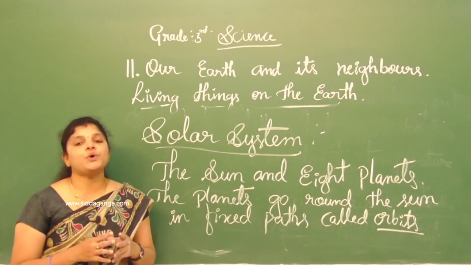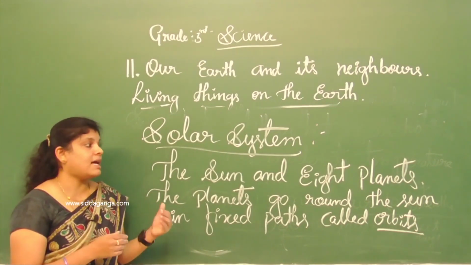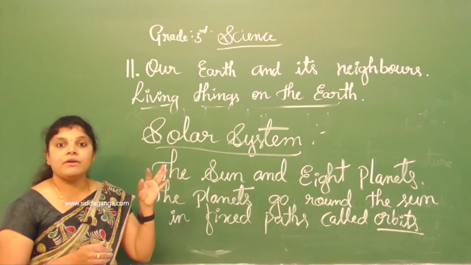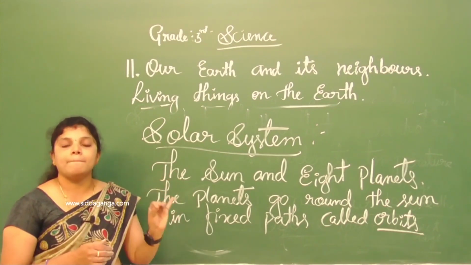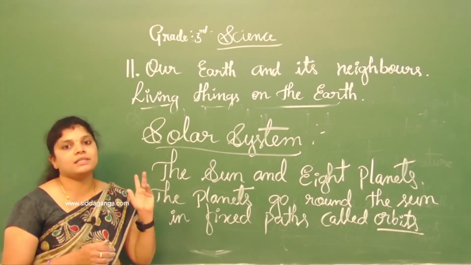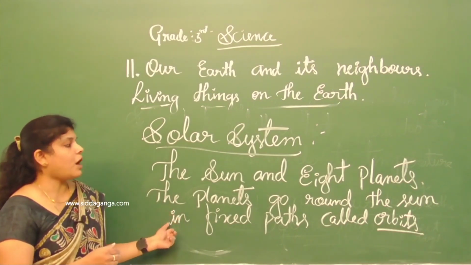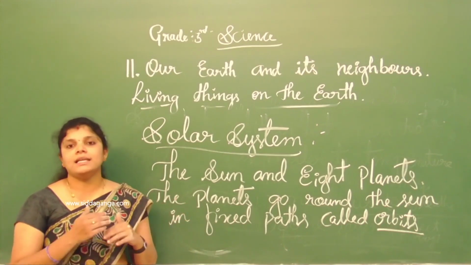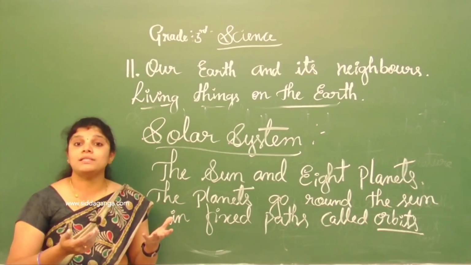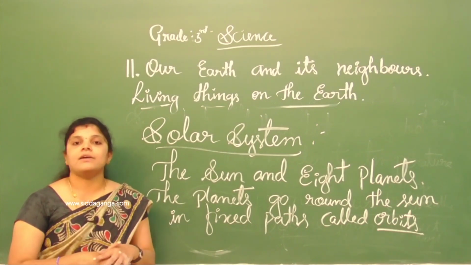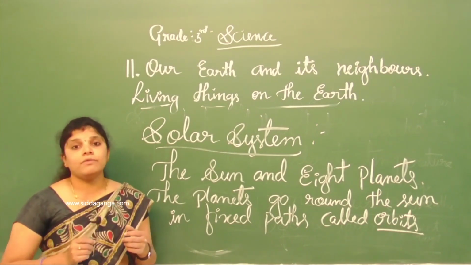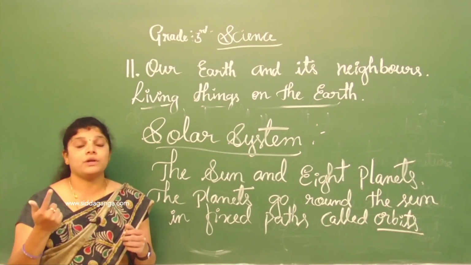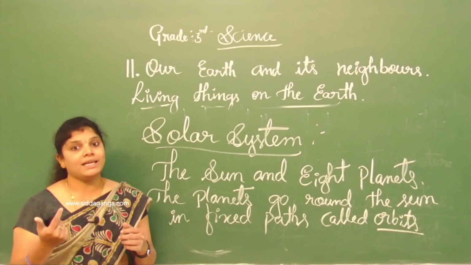And this is about the solar system. See, in our solar system the sun and the 8 planets are there. Okay, so the 8 planets are Mercury, Venus, Earth, Mars, Jupiter, Saturn, Uranus, Neptune. Okay, the planets go around the sun in a fixed path called what? Orbits. In the next class we are going to learn about our solar system, our planets, and also about the movement of the earth. See, there are 2 types of movements of the earth, rotation and revolution. About all these things we will learn in the next class.